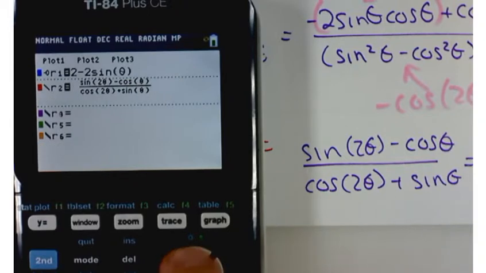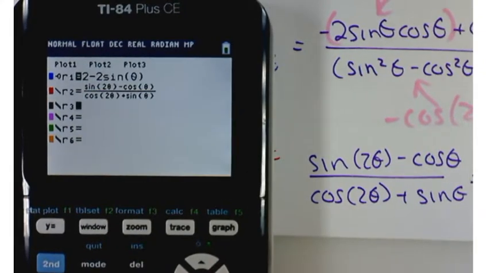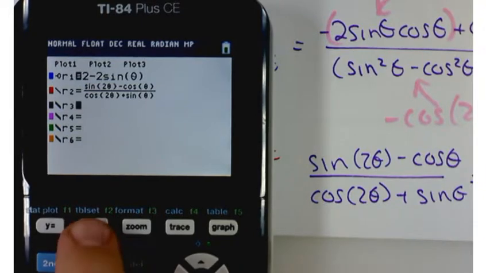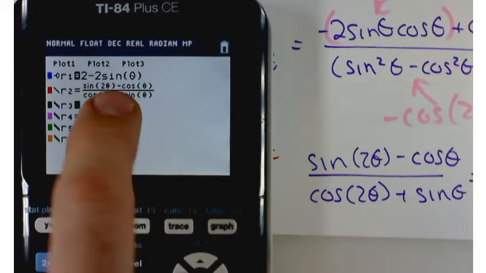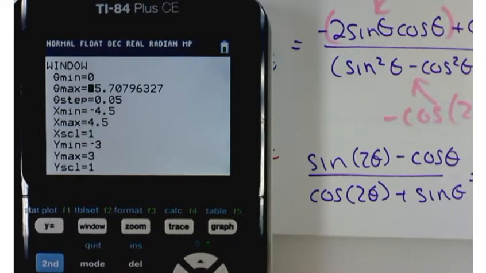So that's my derivative. I don't want to graph that, so shut off the graph for R2. So remember, go to the equal sign, press enter, and that'll toggle off that graph. Let me check my window here. The only thing I'm really concerned about is that I graph this from 0 to 2 pi. So 0 to 2 pi. Got our problem left from the last section where we graphed up to 4 pi.